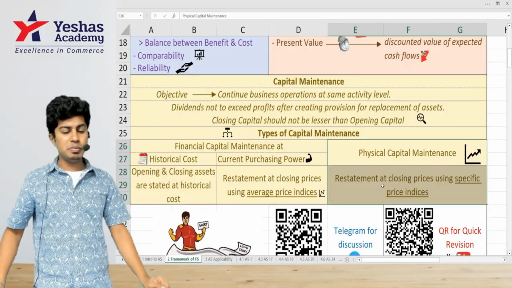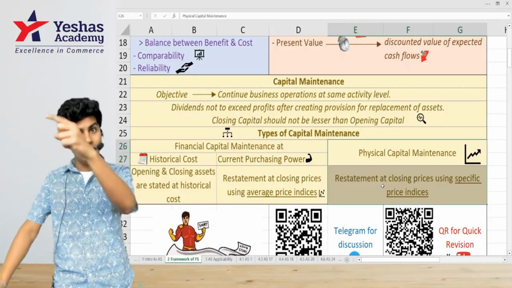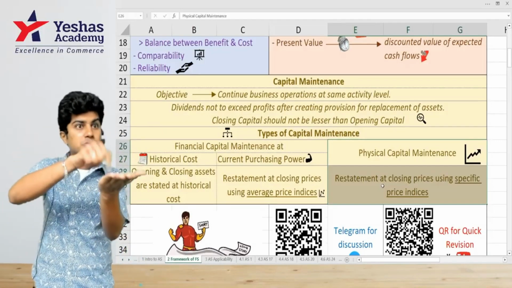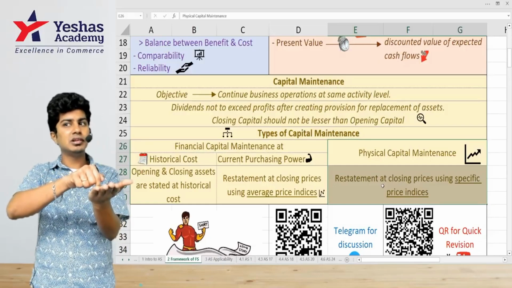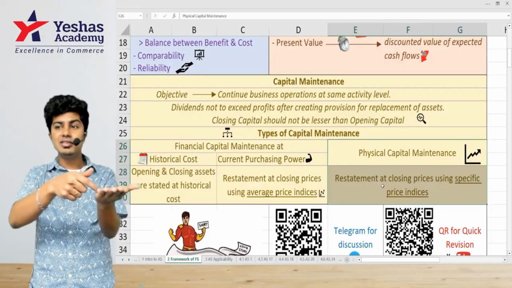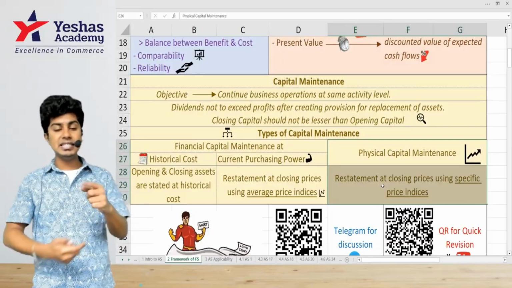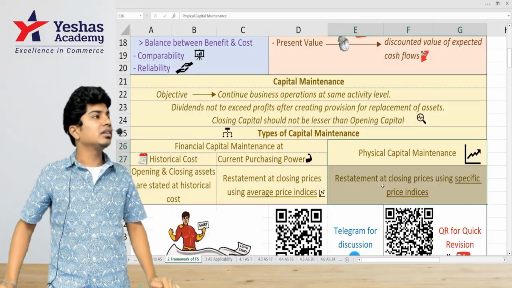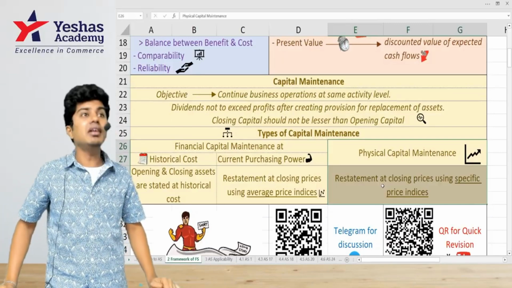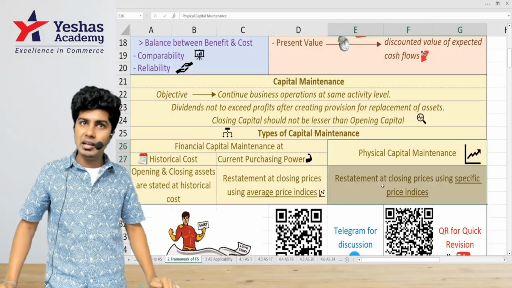Using specific price indices. Specific means what? I will go to market and ask specifically for this product, what is the price? You got it? They said 11. That is specific price indices. This is our physical capital maintenance.